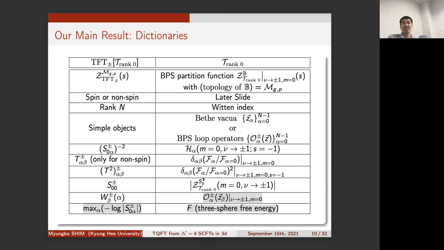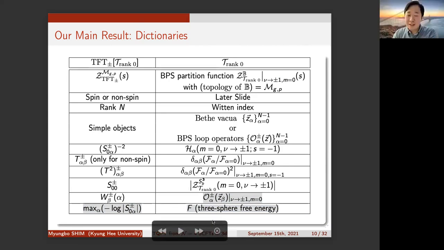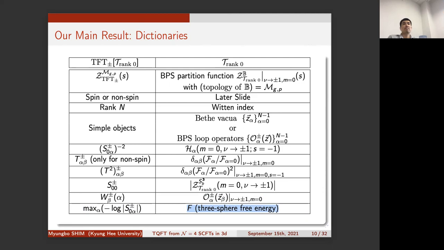Yes, I see. In the present status, this is kind of an accidental discovery. Okay. And we don't yet know why this happened. This dictionary holds. I see. Mhm.